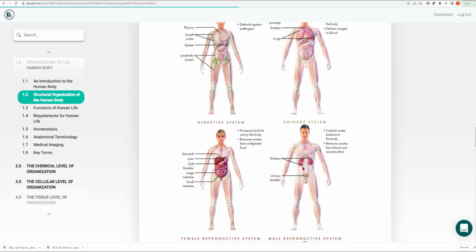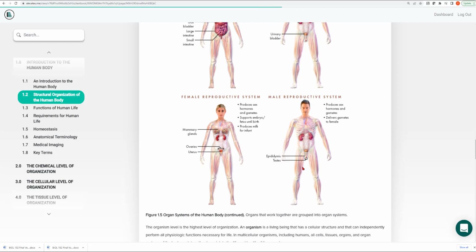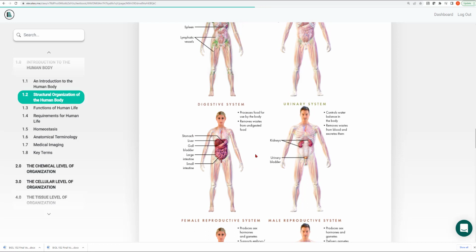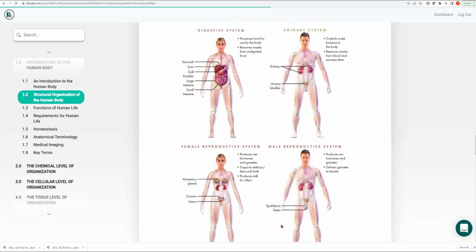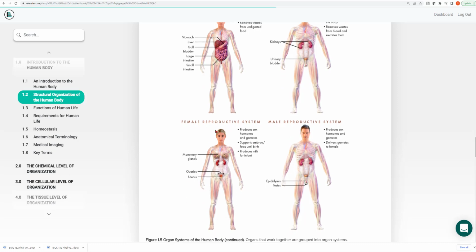And then finally, I want you to have a basic understanding, and I mean very basic understanding, of what each of these different organ systems is responsible for. Something as simple as the digestive system takes in nutrients and the body absorbs those nutrients. Or the urinary system, the kidneys filter the blood to make urine. Or the male reproductive system, which produces sperm. Or the female reproductive system, which nourishes the young and makes eggs.